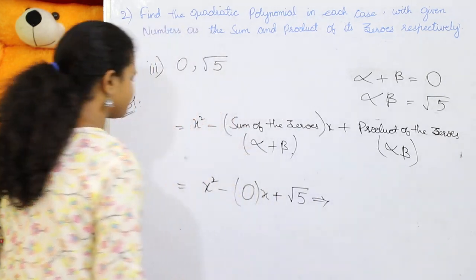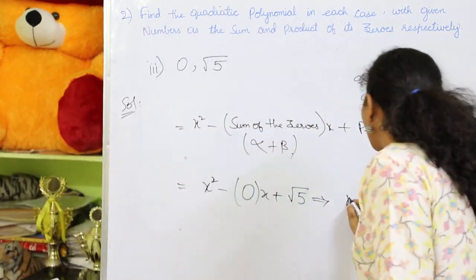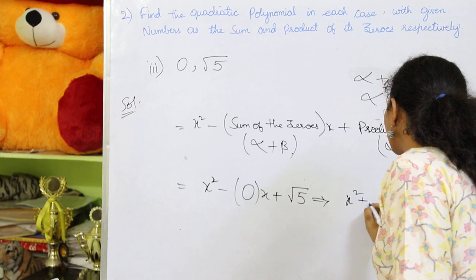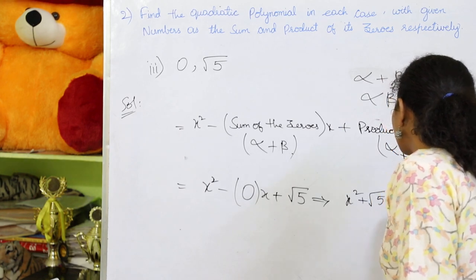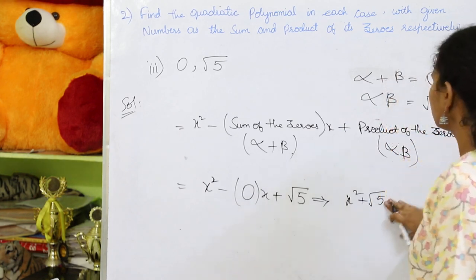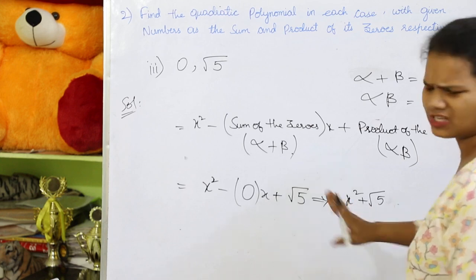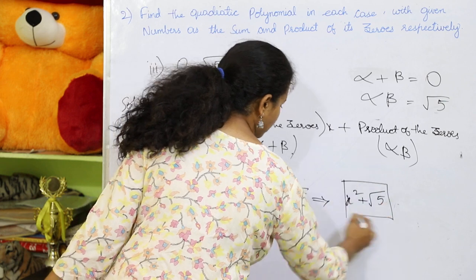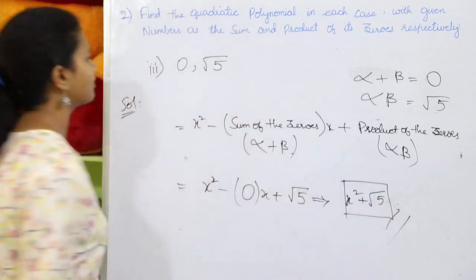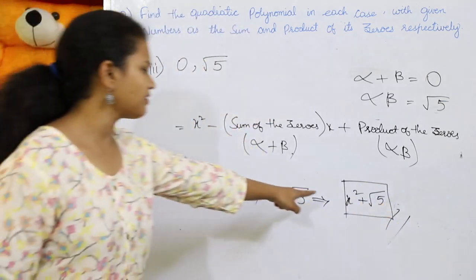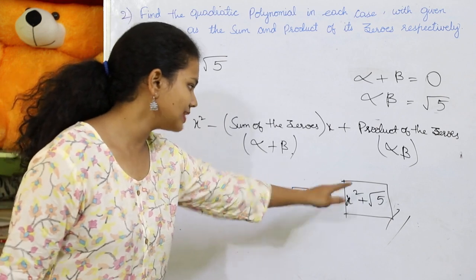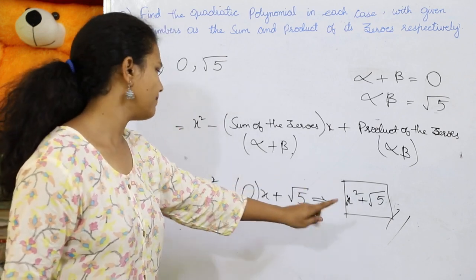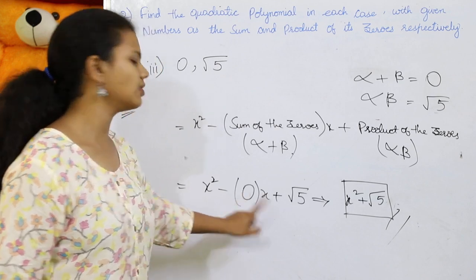Then this becomes x square plus root 5, equal to 0. But x square plus root 5 will be the answer. If you equate the whole equation with 0 or not, it's okay. But here I am not going to equate because I should show the equation, right? So this is the equation that we got. This is the quadratic equation that we got, x square plus root 5. I have eliminated this 0 because 0 into x is 0.